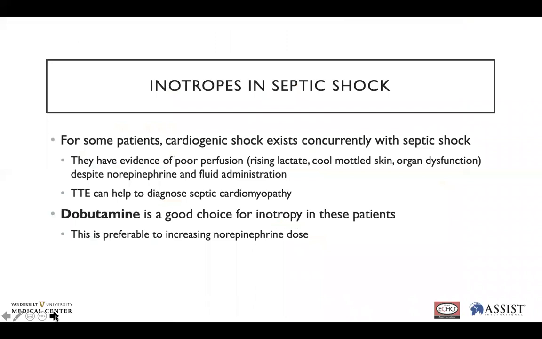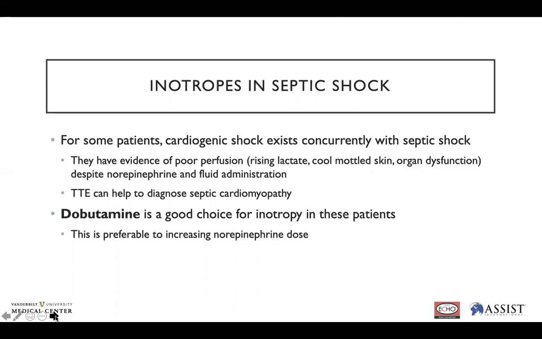Moving on to the need for inotropes in these patients and in general in patients in septic shock. For some patients, cardiogenic shock exists concurrently with septic shock, either as sepsis-associated cardiomyopathy or specific to coronavirus patients. They could have an acute COVID-19 cardiovascular syndrome like a myocarditis, which we'll discuss in a minute. These patients have evidence of poor perfusion, so their lactate is rising, their skin is very cool, and they have evidence of organ dysfunction, rising creatinine, elevated liver enzymes, despite appropriate fluid administration and norepinephrine.